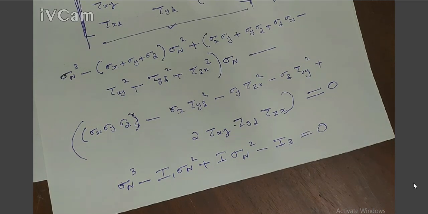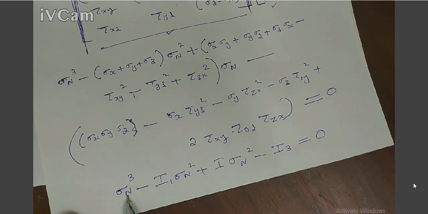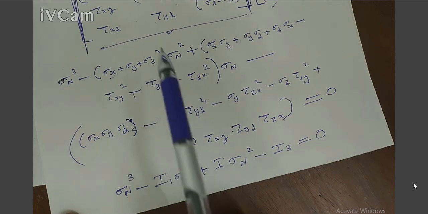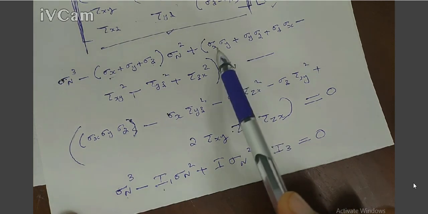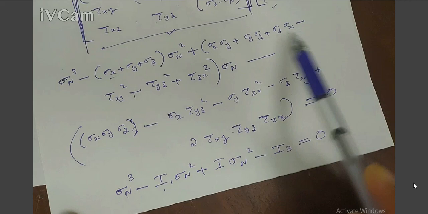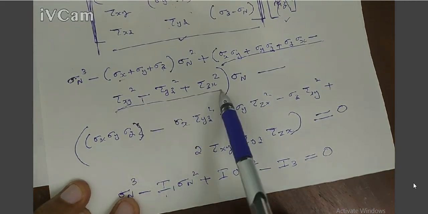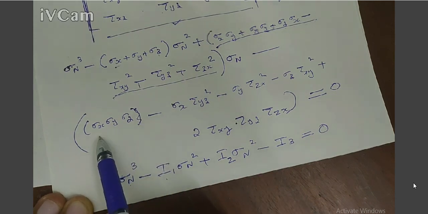So in this equation, this is sigma n cube, and this term, sigma x plus sigma y plus sigma z, is represented as I1. And these terms represent I2. This is I2.